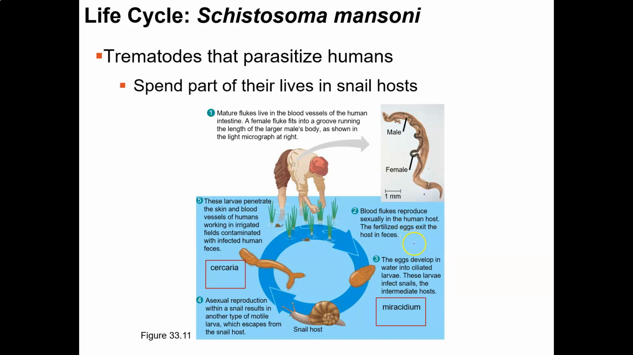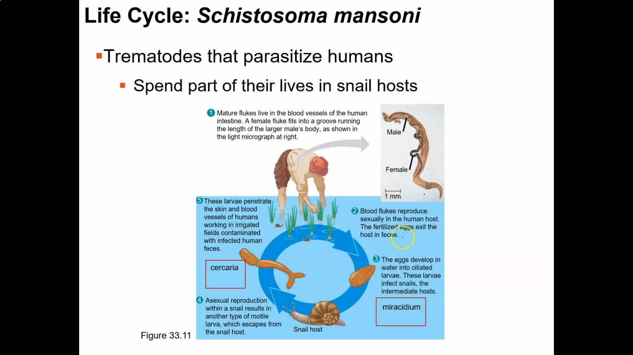So here's an example of Schistosoma mansoni. You can see this person is working in rice fields or crops that are grown in water. The mature flukes live in the blood vessels of the human intestine. Once the organism gets in the blood vessels, there are different sized males and females that come together, reproduce, and then release their fertilized eggs into the feces of the human host.